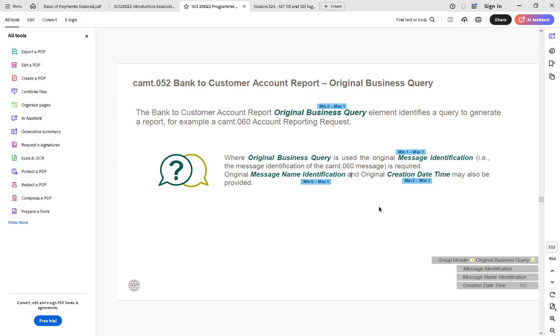Copy duplicate indicator. So, original business query. Okay, what is the original business query? That's also mentioned: why we are initiating this. To bank customer report element query to generate, for example, a CAMT60 account report query. This is something not related, because it is related to CAMT60. What is original business query?